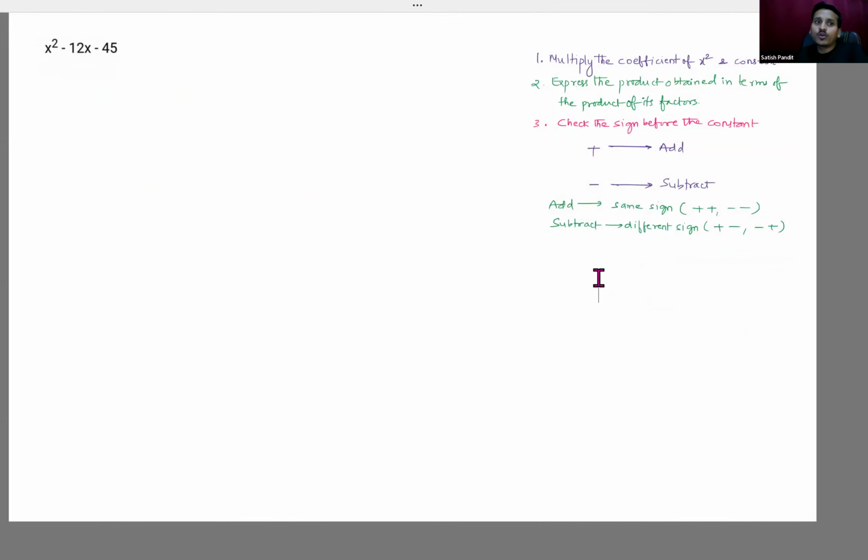So if you multiply the coefficient of x squared and the constant, you get 45. So 1 into 45. 2, it will not go, right? So 3 into 15, yes. Next, 4 no, 5 into 9, yes, 6 no, 7 no, 8 no, 9 into 5, repetition, we stop. Clear? Next, we look at the sign before the constant is minus.